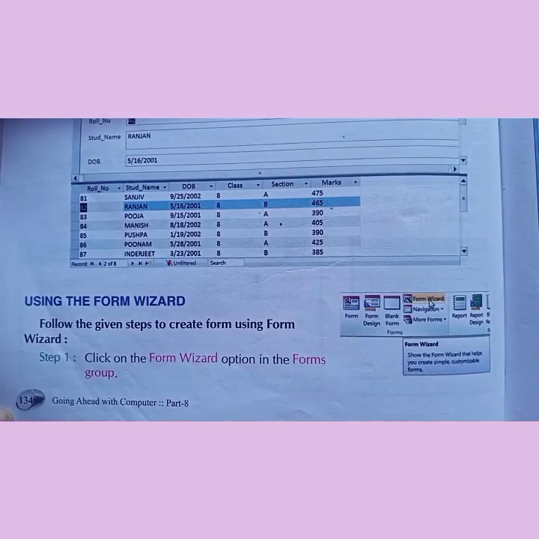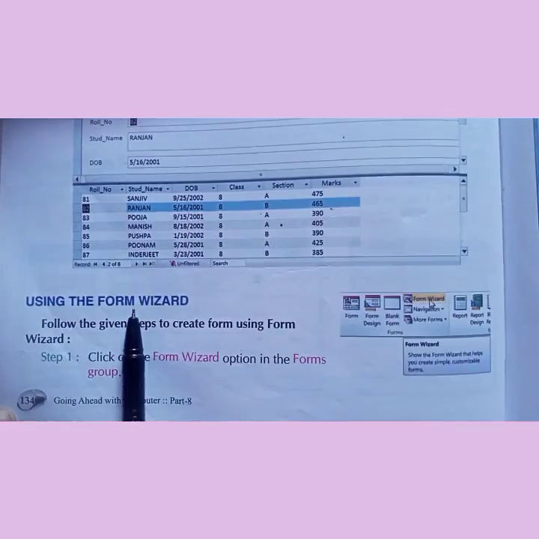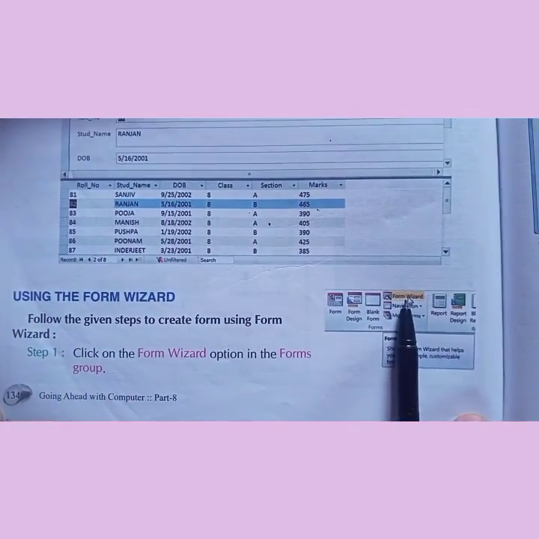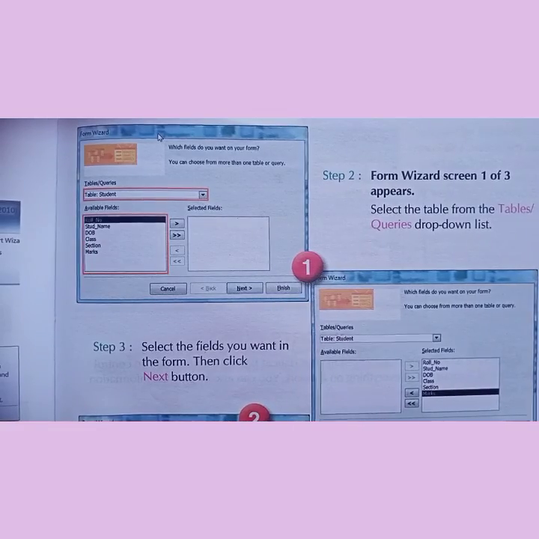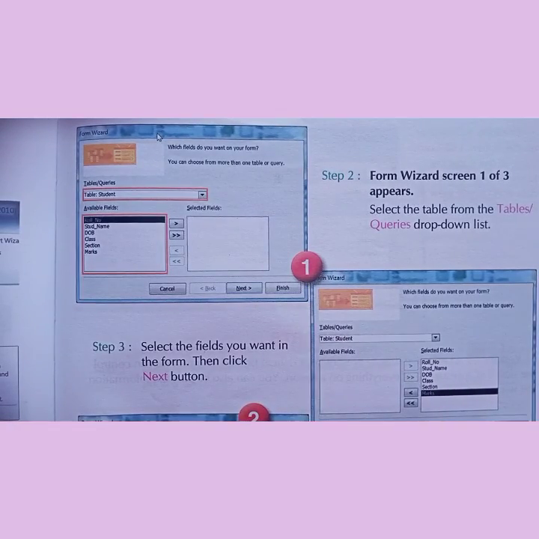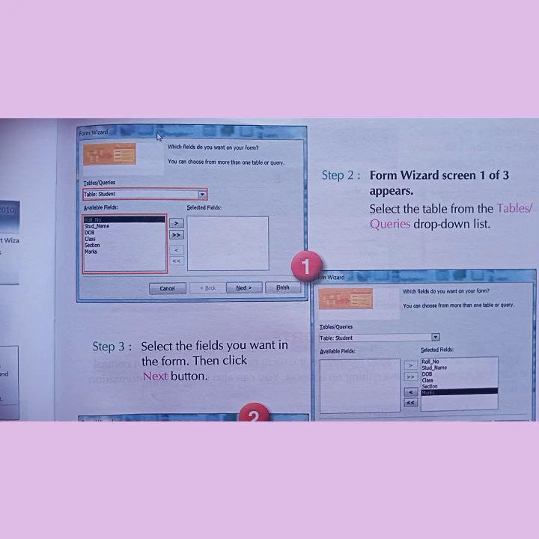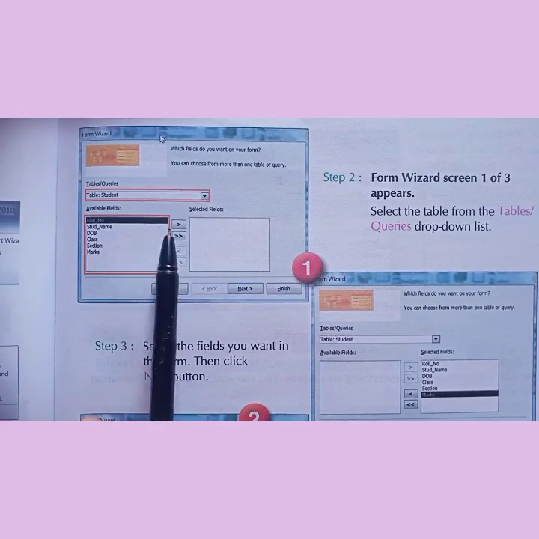Now the last option to create the form is Form Wizard. So you have to click on the Form Wizard from the Forms group. As we know, wizard means step by step help. So when you will use wizard option, you will be prompted with a number of dialog boxes, and in each of the dialog boxes you will have to choose certain options and keep on clicking next, next, next until you reach the finish option. So as you click, you will get this.